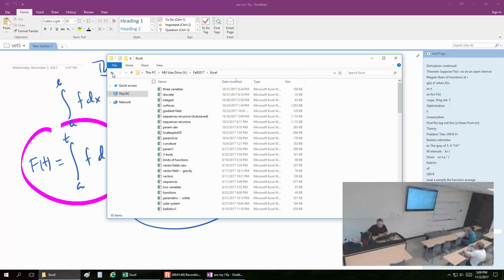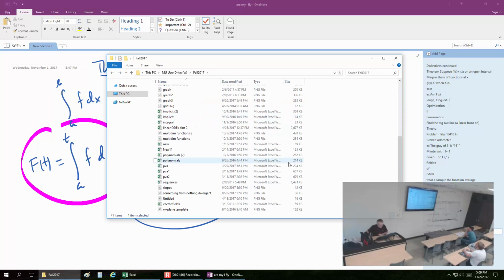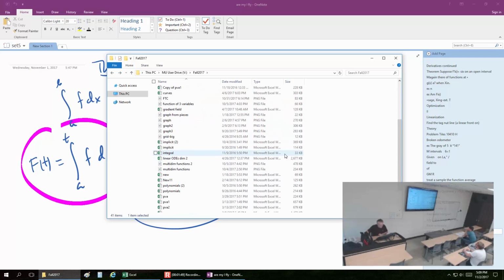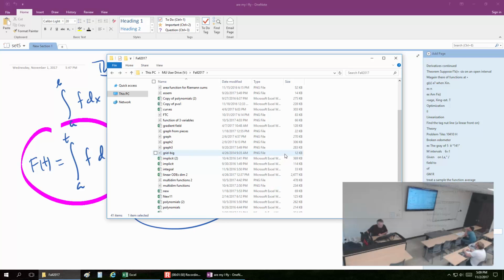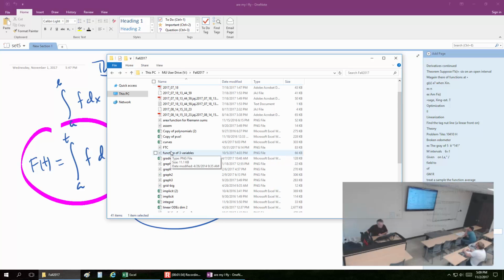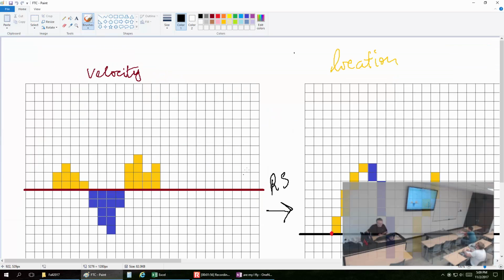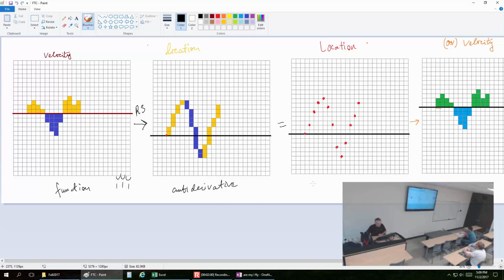No, wait a minute. What was it? Picture. Here it is. Fundamental theorem. Okay, so ignore the velocity business, but if you look at the first graph, then you can think of it as well. Let's look at it. What are the slopes? I'm sorry. What is the area?